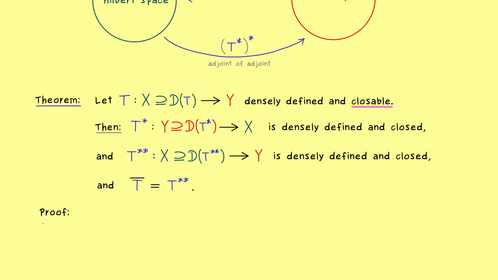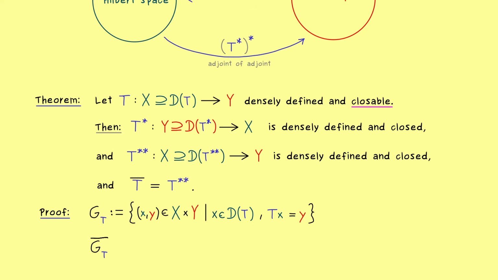And in fact, we will work with the graphs in our proof here. So please recall, our graph G_T consists of the pairs (x, y) in X times Y, where x comes from the domain of T and y is the image of x under T. And now, since by assumption T is closable, we know that the closure of this graph is a graph again. And by definition, the corresponding operator is the closure of T. So we can write that this is the graph of T overline.